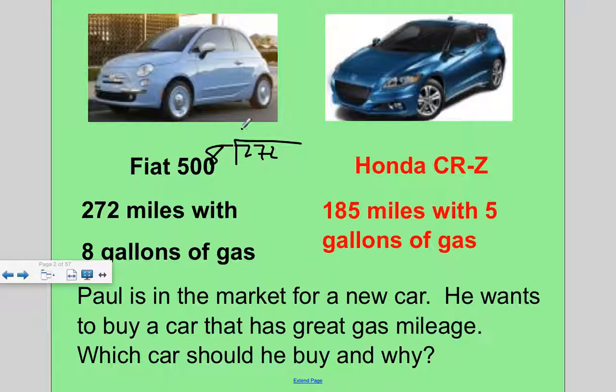8 goes into 2 zero times. 8 goes into 27 3 times. You get 32. How many groups of 8 go into 32? 4 times. So I can drive 34 miles. So I broke it down. I broke these miles down into 8 groups. So I can drive 34 miles with 1 gallon of gas.